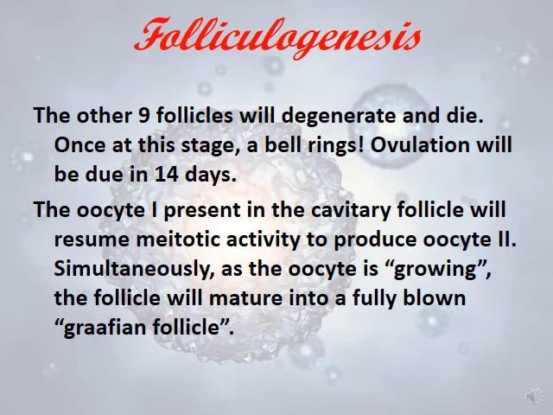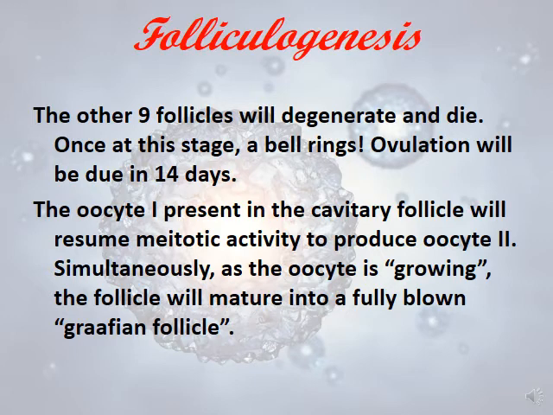Let's continue with the process of follicular genesis. We said that only one of these 10 follicles will be the best one and will continue. What will happen to the other nine follicles? They will degenerate and die. Once at this stage, ovulation will be due in 14 days, like a bell that would ring.